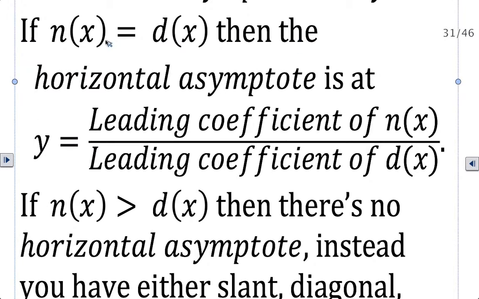Now, if your numerator's degree is equal to the denominator's degree, then the horizontal asymptote is at the equation y equals whatever your leading coefficient is, in other words, the number in front of your x. So the leading coefficient of the numerator divided by the leading coefficient of the denominator.